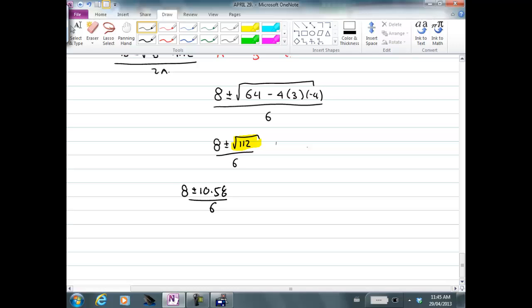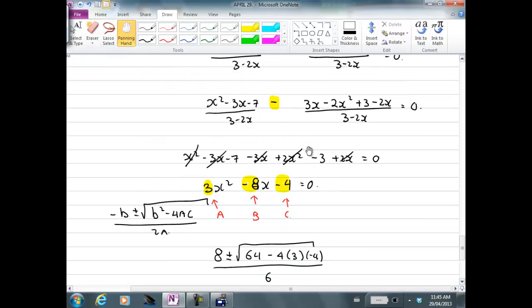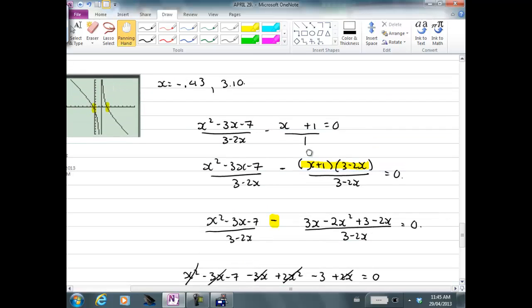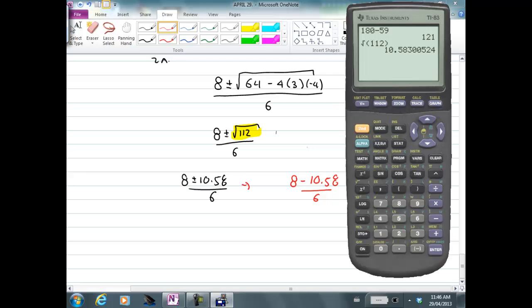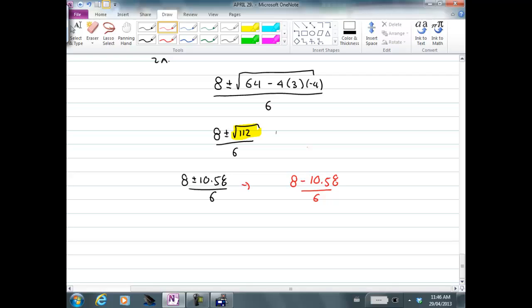You could leave it like that, but I want to know if it matches exactly to my previous one. My answer was negative 0.43. So let's do this. Grab your calculator. We're going to find out the exact value. So you go 8 minus 10.58 divided by 6. And let's see if it gives you negative 0.43. Okay? Yeah. And it does. If I do the positive form, I go 8 plus, that's what plus and minus represents, over 6, and that should give you exactly 3.10. Okay?